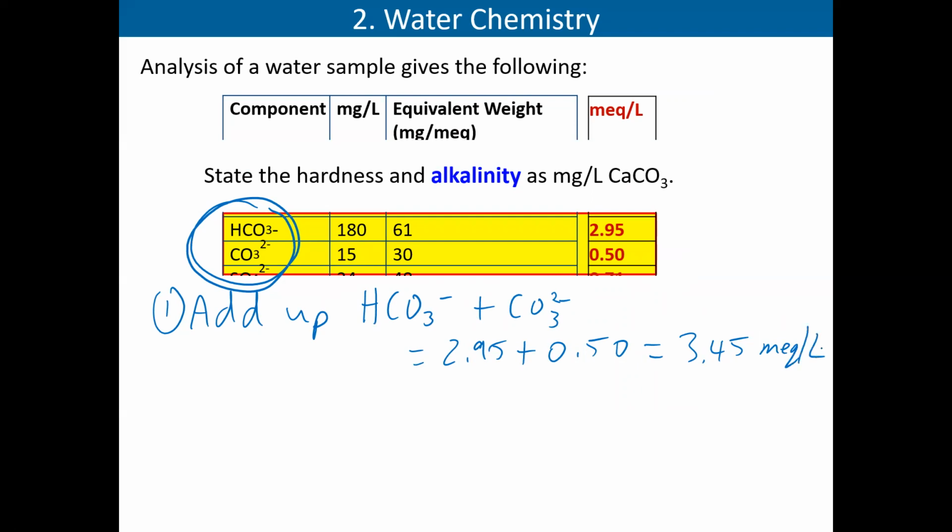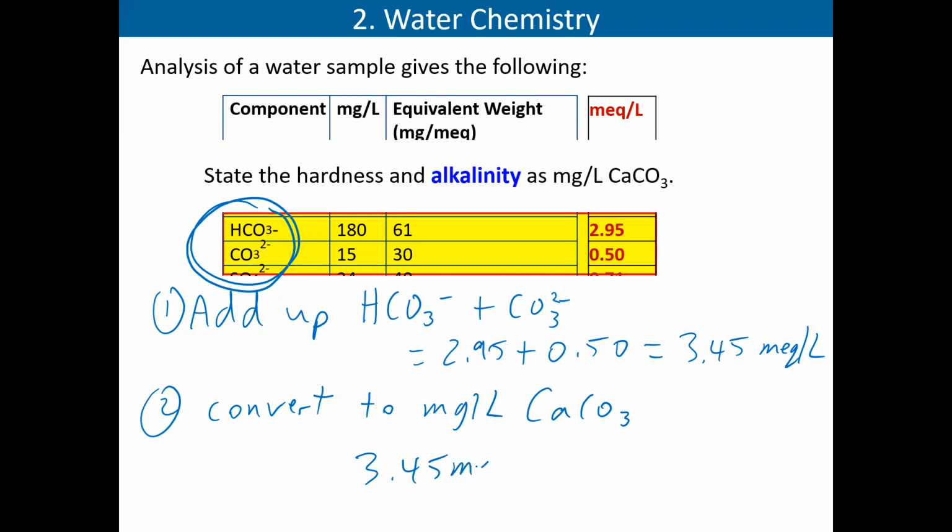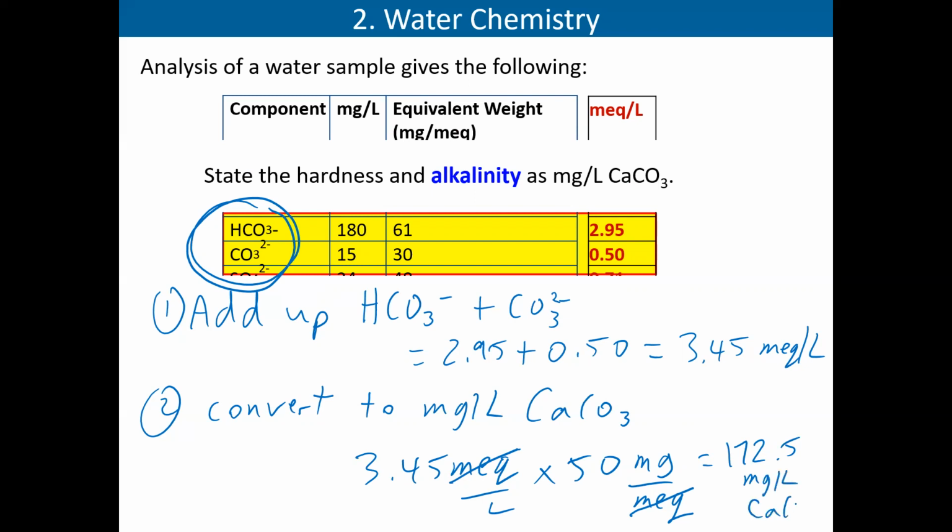And then step 2, let's convert to milligrams per liter calcium carbonate. So we take 3.45 milliequivalents per liter times 50. And that's 50 milligrams per milliequivalent. So, you know, it's always a good idea to write out the units, and then you can see that things are working out right. You can see 3.45 milliequivalents per liter, and milliequivalents is down here. And so that cancels out, and it's going to give me milligrams per liter. So just squeezing that in there at the bottom, 172.5 milligrams per liter calcium carbonate. Maybe I got to go widescreen with this to fit everything in next time.